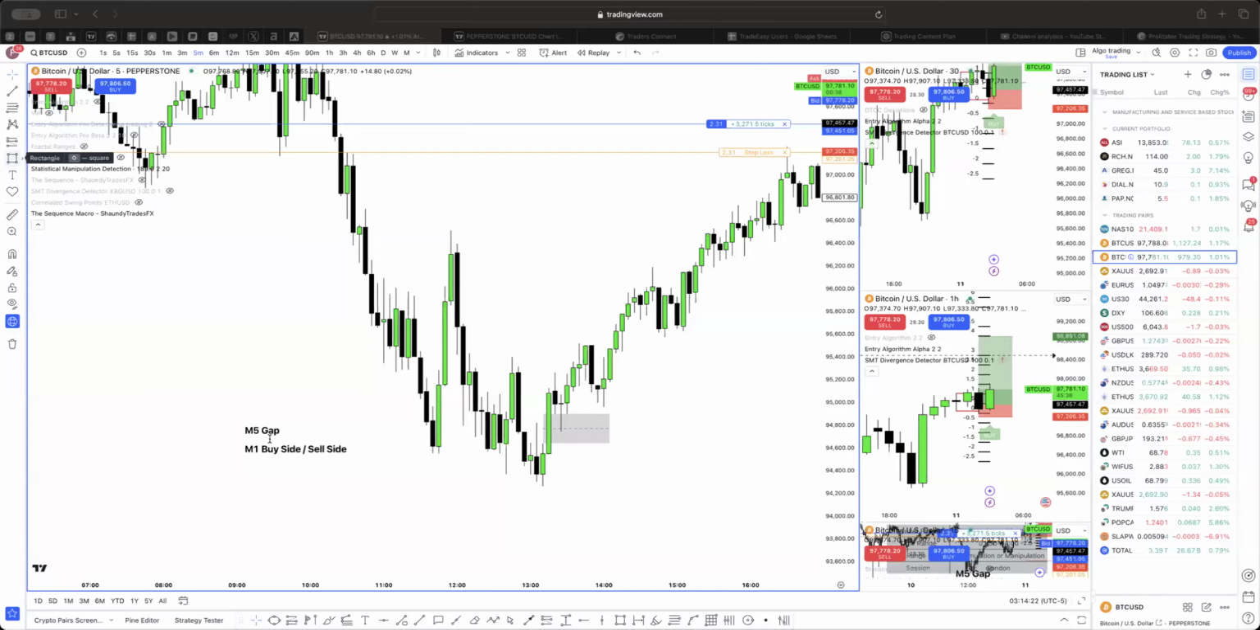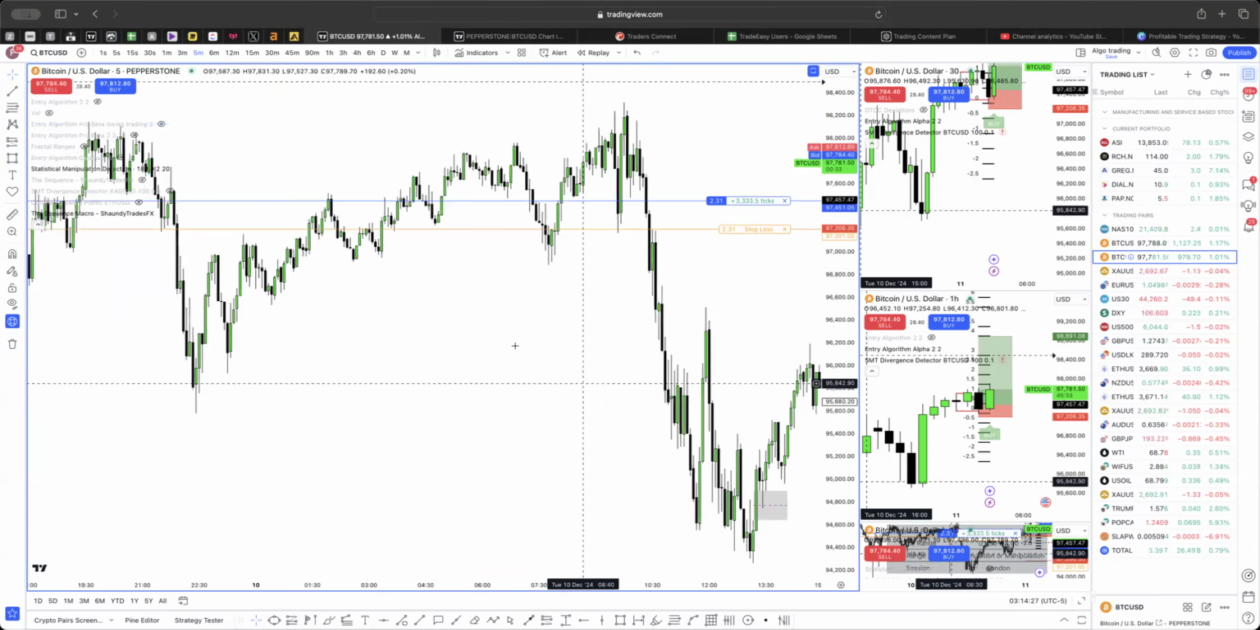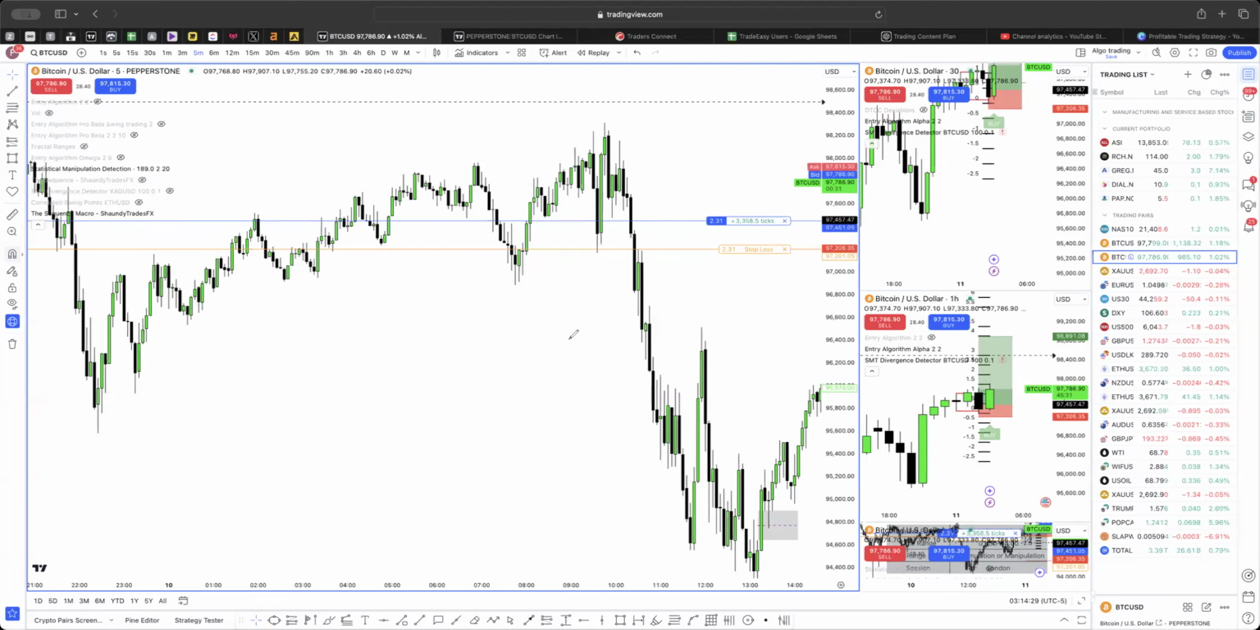So let's take another look. Now we saw a bullish example. Take a look at a bearish example. All right, so on the bearish example, which is over here, we can see that this was a gap. Price came and used it. Okay, if this is an M5 gap, then I'm looking for one minute buy side.